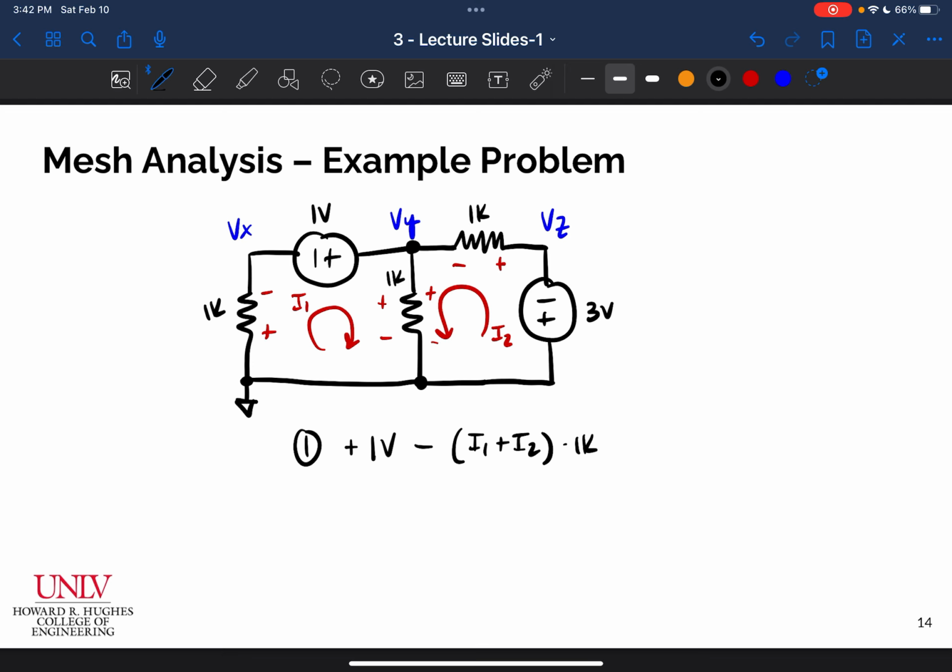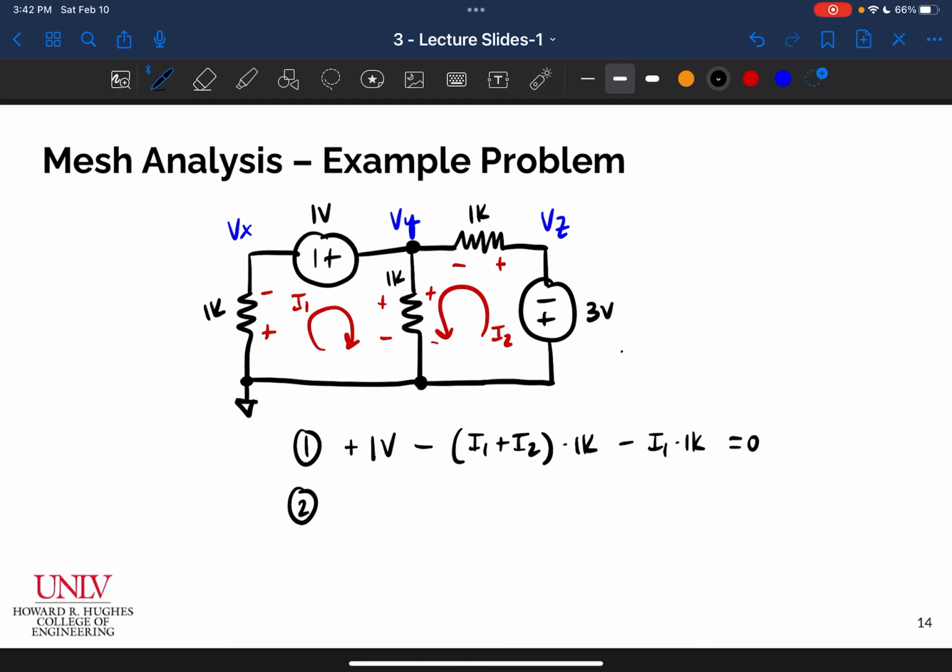All right, and then my last little element here is this resistor, and I am clearly dropping from plus to minus, and that is going to be I1 by itself times 1K, and I set this whole thing equal to 0.